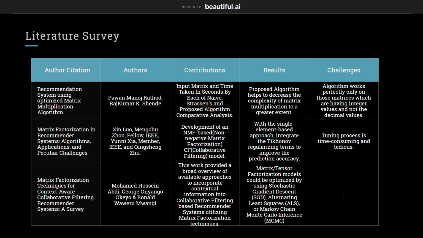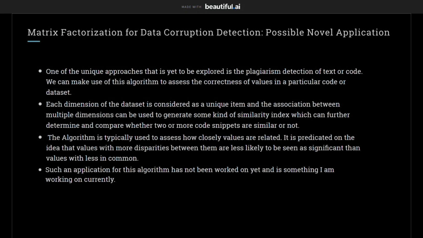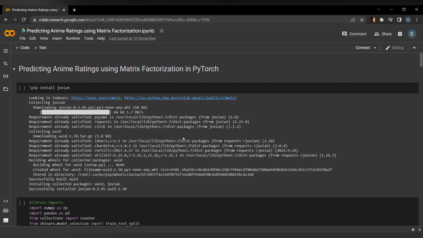This is the extensive literature survey done, and one of the possible novel approaches I was thinking about is a plagiarism detector, as both matrix factorization and a plagiarism detector have to figure out dependencies and come up with a similarity index. So let's see the practical implementation of whatever I've discussed so far.